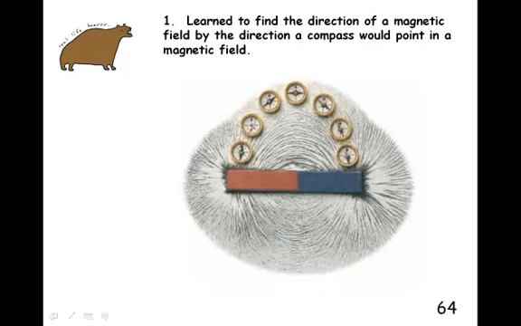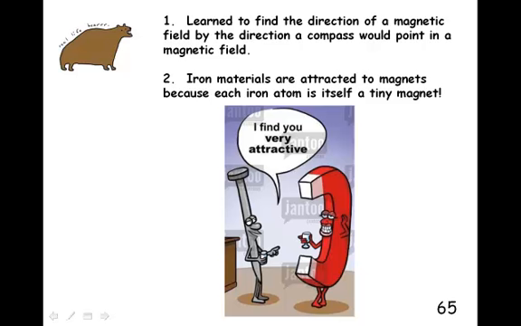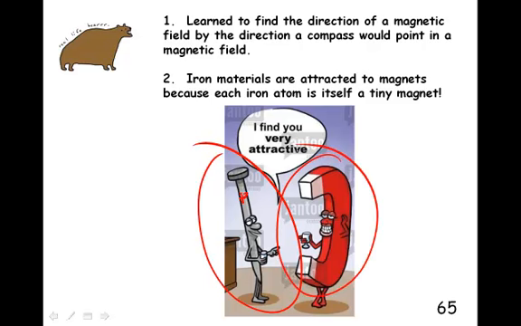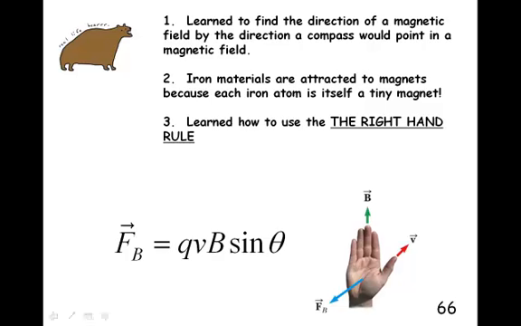Well, what did we learn today? We learned to find the direction of a magnetic field by the direction of a compass that is moved around near whatever it is that we're trying to figure out the field. Iron materials are attracted to magnets because each iron atom is itself a tiny magnet. So that nail is made up of tiny little magnets that get aligned when they're close to an external magnetic field. We learned how to use the right-hand rule to find the direction of the magnetic force if we had the velocity in the magnetic field.